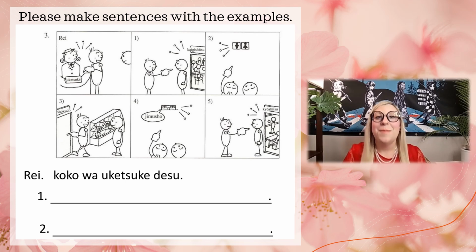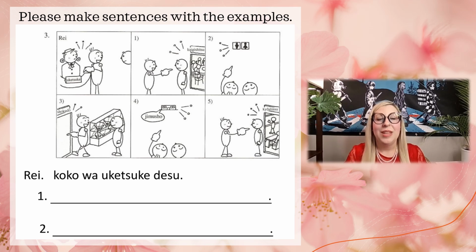So now we're going to make sentences with the examples. So looking at the example, which is rei, we see that there is 3 figures speaking, and the speaking figure is at the uketsuke, which is the reception desk. And the example sentence that they have is koko wa uketsuke desu. So we know koko means here, and it's saying this is the reception desk, or the receptionist.